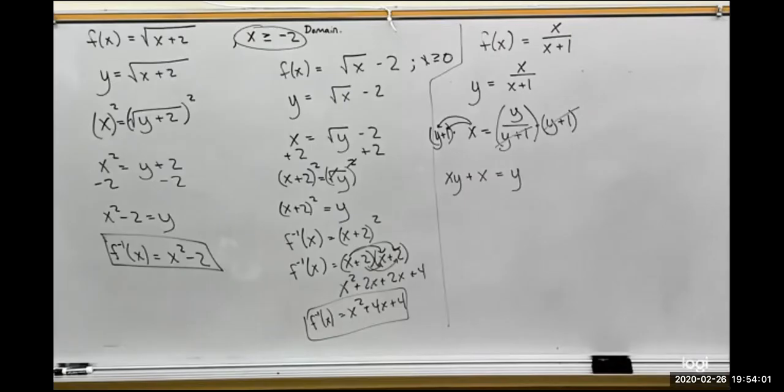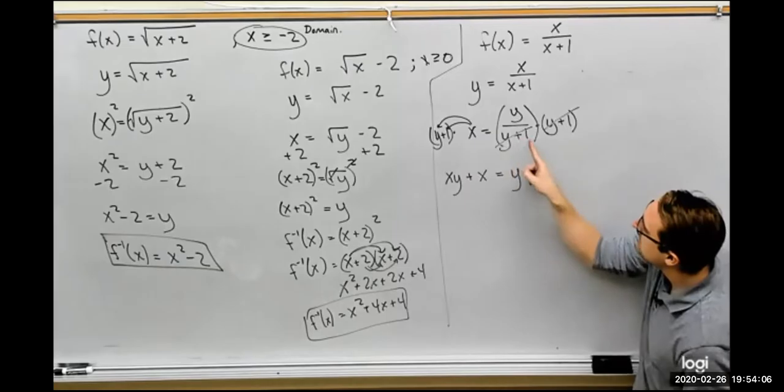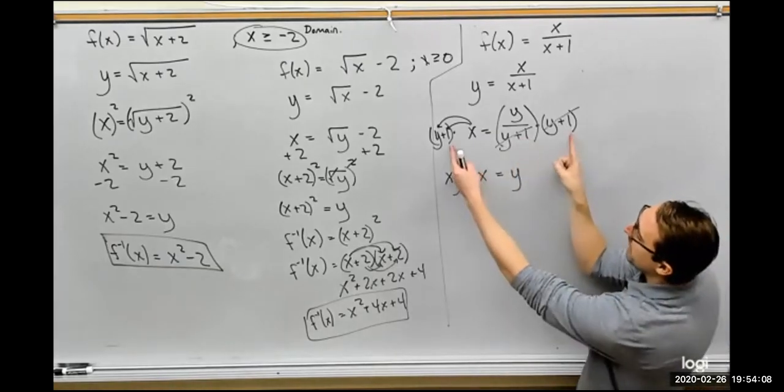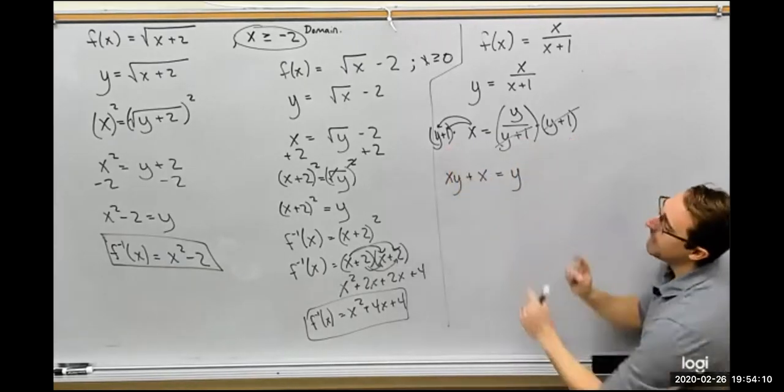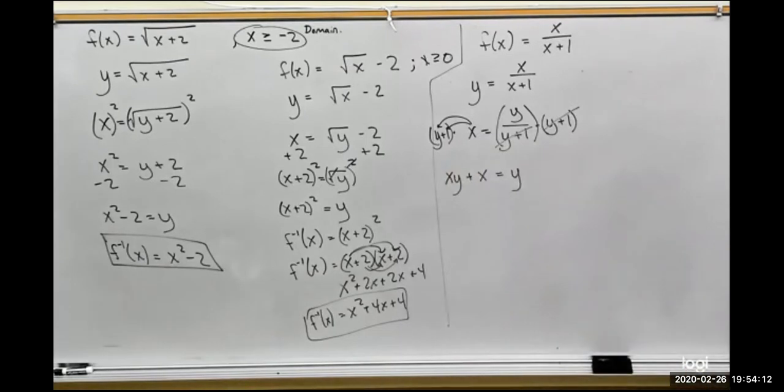Any questions on that multiplication step? In order to get rid of division by y plus 1, we multiply both sides of the equation by y plus 1. All right, we're doing okay?